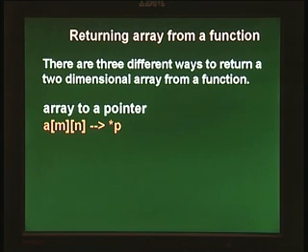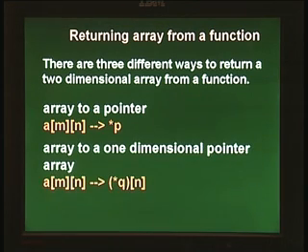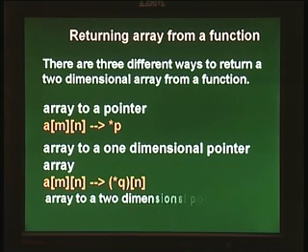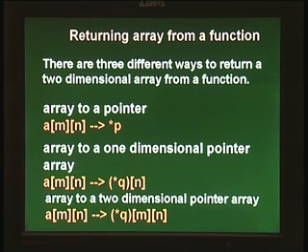One way to do that is to return an array to a pointer, or we could return an array to a pointer array, or we could return an array to a two-dimensional pointer array. That's three different ways. We can't return an array to an array, as you might have noticed.